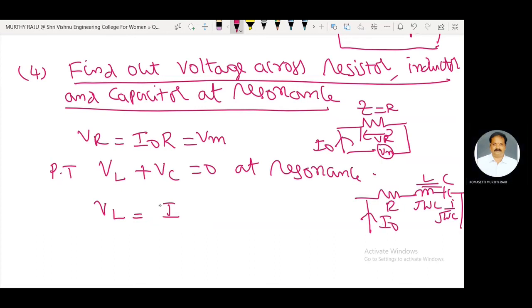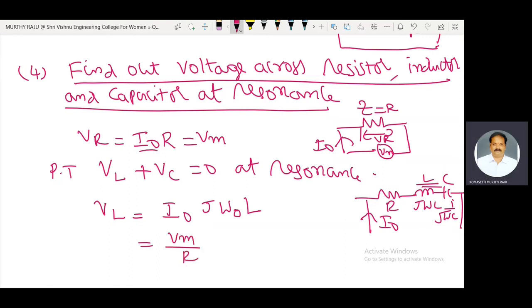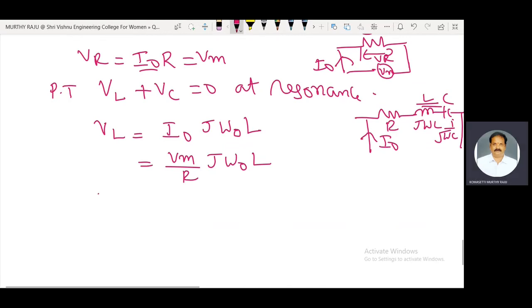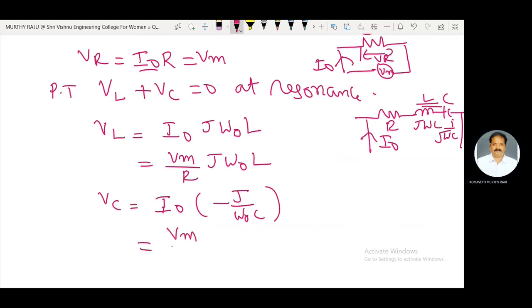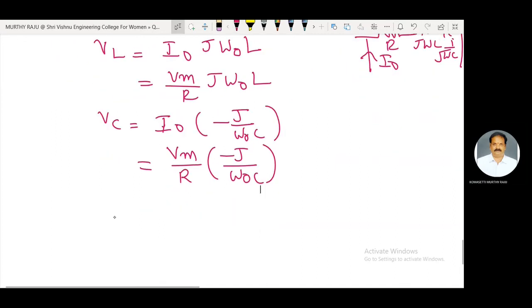This is the current I naught. The voltage across the inductance is I naught into J omega L, and at the resonance frequency omega is replaced with omega naught. We know that I naught is equal to Vm by R. From this expression, VL is equal to Vm by R into J omega naught L. And VC, the voltage across the capacitor, is I naught into minus J by omega naught C, which is equal to minus J Vm by R omega naught C.